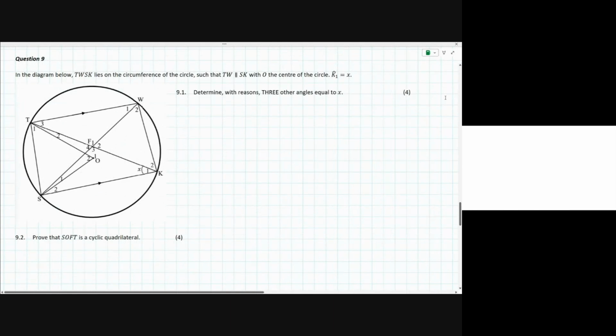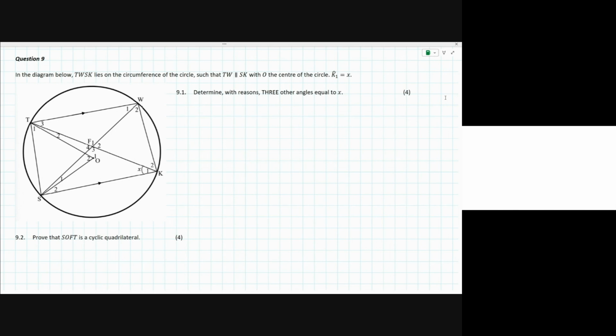But let's just read the information. It says in the diagram below, TWSK lies on the circumference of the circle, which means that it is a cyclic quad, such that TW is parallel to SK, with O as the center of your circle. K1 is equal to x.